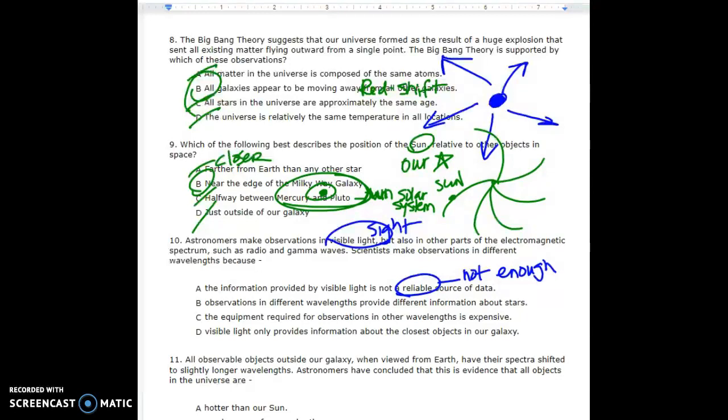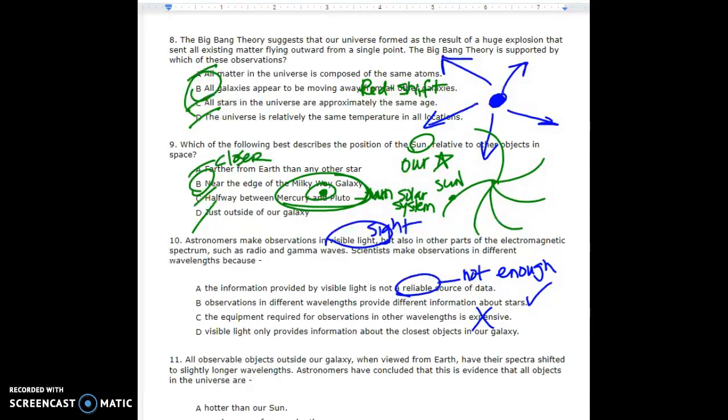We need to see more. Observations in different wavelengths provide different information about stars. Absolutely. X-rays can see certain things, maybe the composition, where gamma rays will show something else. And so across microwave and radio waves, all show different information about a star or galaxy. The equipment required for observation in other wavelengths is expensive, probably, but that shouldn't stop us, not in the name of science. Or D, visible light only provides information about the closest objects in our galaxy.